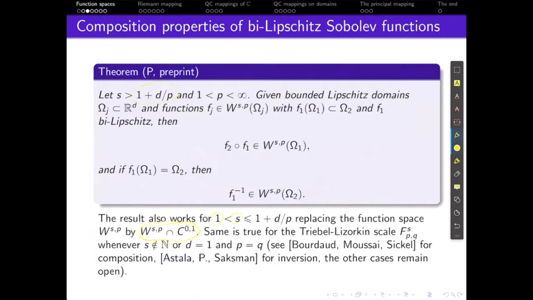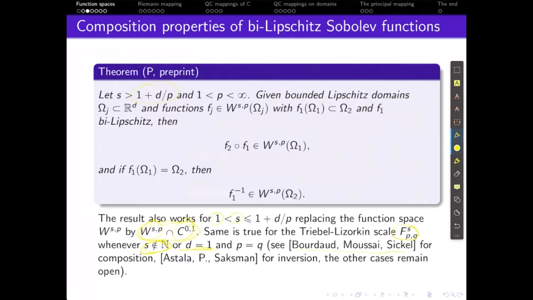So we ask that the function is Lipschitz at the same time. If it's Sobolev and Lipschitz, then automatically the same results will apply. Also for the Triebel-Lizorkin scale, the same results will work, as long as we are not in the natural indices. In the natural indices, we don't have a proof. For dimension 1, the proof is already done by these authors, Bourdaud, Moussai, and Sickel.